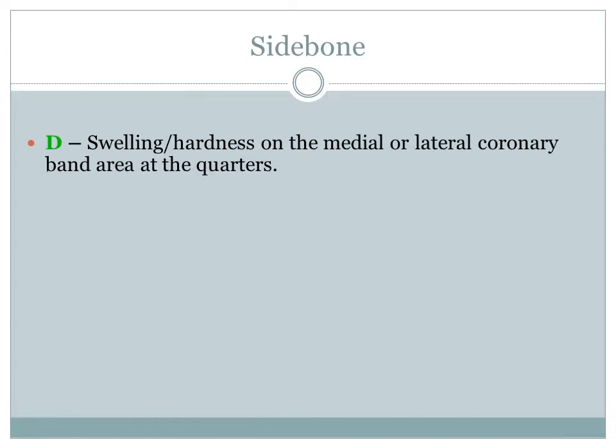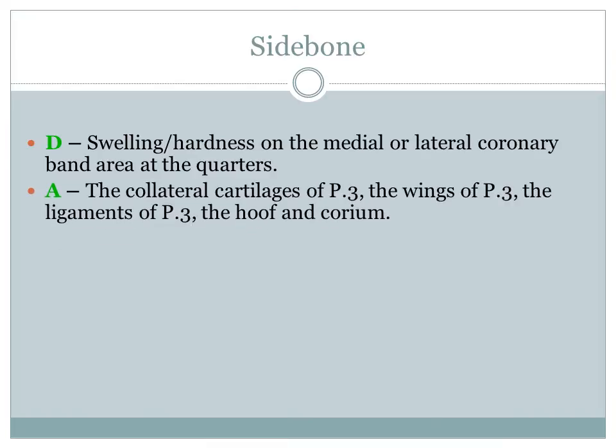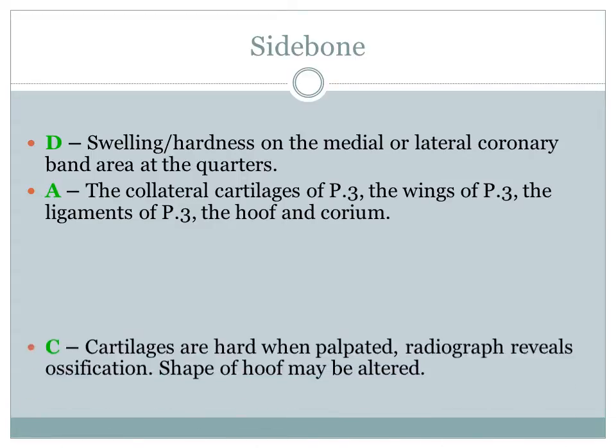So side bone, how would we use the DAX system to describe this condition after looking at all those photographs? Well, to start with, the description would be a swelling and hardness on the medial or lateral coronary band area at the quarters. The anatomy that's involved: the collateral cartilage of P3, the wings of P3, the ligaments of the collateral cartilage of P3, the hoof, and the corium.